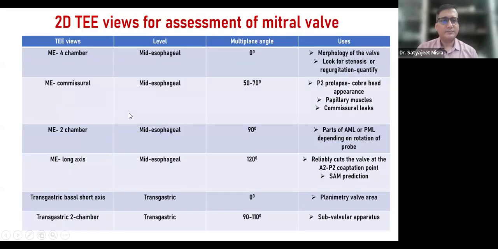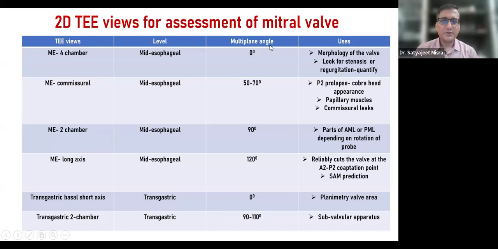So coming with this background knowledge of anatomy, let us start off with what are the usual 2D views we use for the assessment of the mitral valve. Now, there are 4 midesophageal views and 2 transgastric views, and each has a role. So we start off with the midesophageal 4-chamber view with a multiplane angle at 0 degrees. I'll be taking you through each of these views in detail. Basically, we look for the morphology of the valve. It's very clear. The morphology of the valve is very evident in this view. We look for stenosis and regurgitation, and we use this view to quantify the severity of the stenosis because of the parallel alignment of the Doppler with the flows.